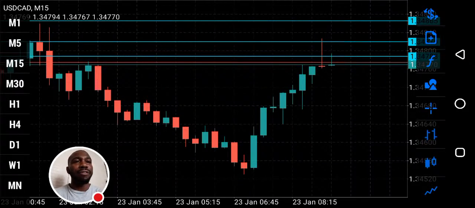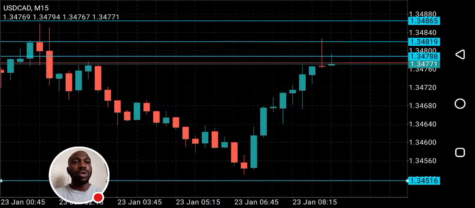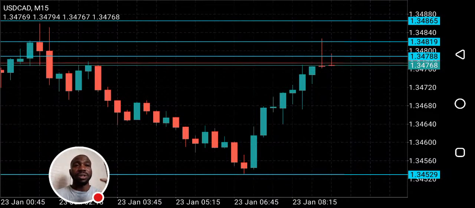And if you are selling from the current market price, your first TP should be this. This is a good setup. USD CAD, it's a good setup. You can leverage on this setup.